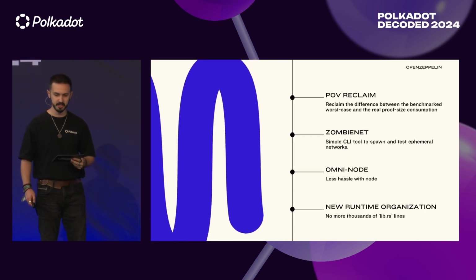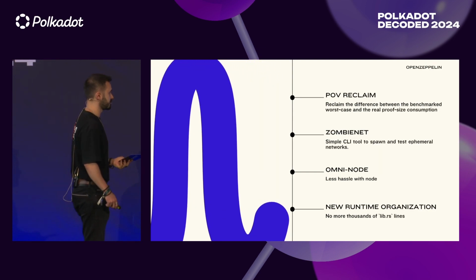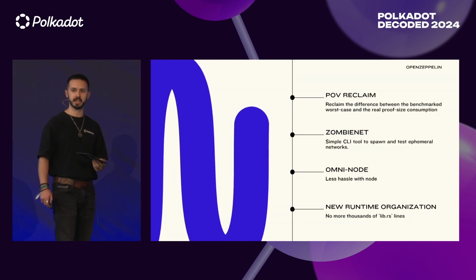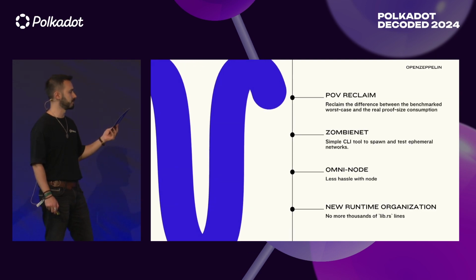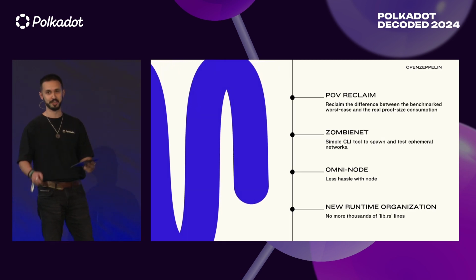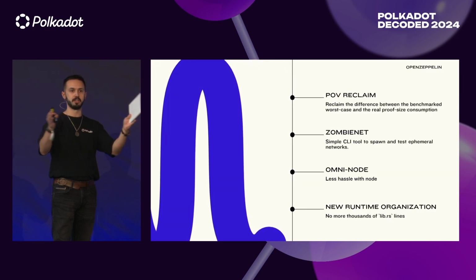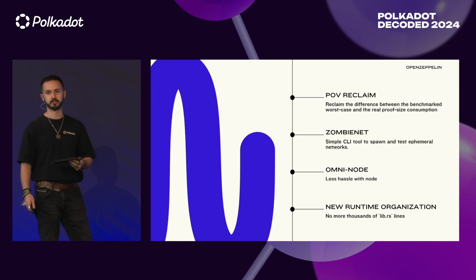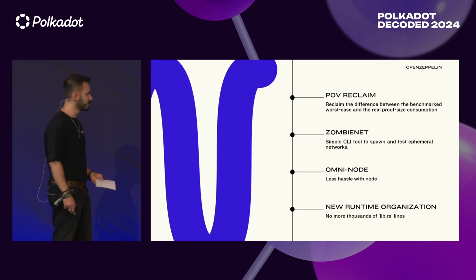You can easily integrate that feature into your project. ZombieNet is very useful. I will show it in our demo, how powerful it can be and how to use it. OmniNode, I believe, is still not fully released and still experimental, but we are really looking forward to it because it reduces hundreds of lines of node code into a couple of lines with the builder pattern, which means you do not have to worry about node code anymore. It's just a dependency, and the Parity guys will take care of that.